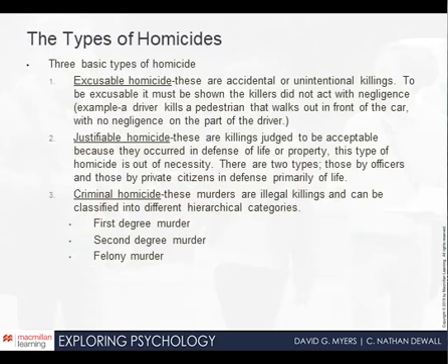So excusable homicide, these are accidental or unintentional killings. To be excusable, it must be shown that the killers did not act with negligence. Justifiable homicide, these are killings judged to be acceptable because they occurred in defense of life or property. This type of homicide is out of necessity. And then you have criminal homicide. These murders are illegal killings and can be classified into different hierarchical categories like first degree, second degree, or felony murder.